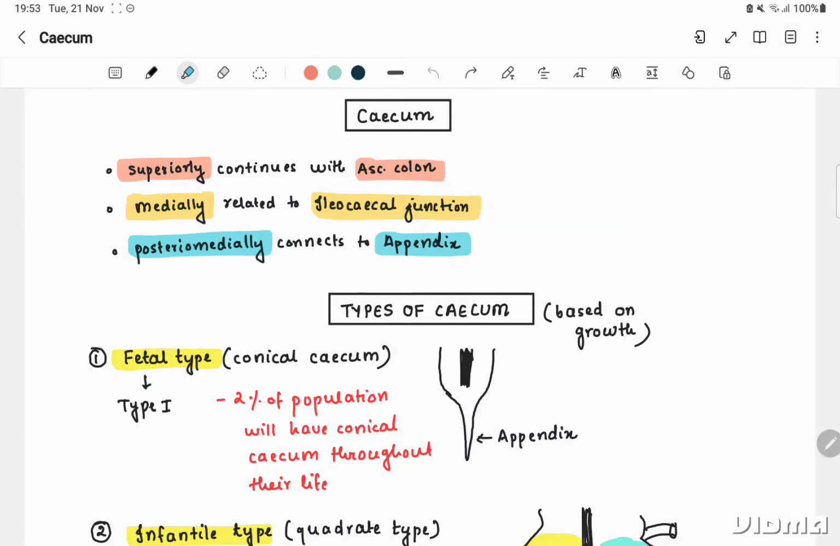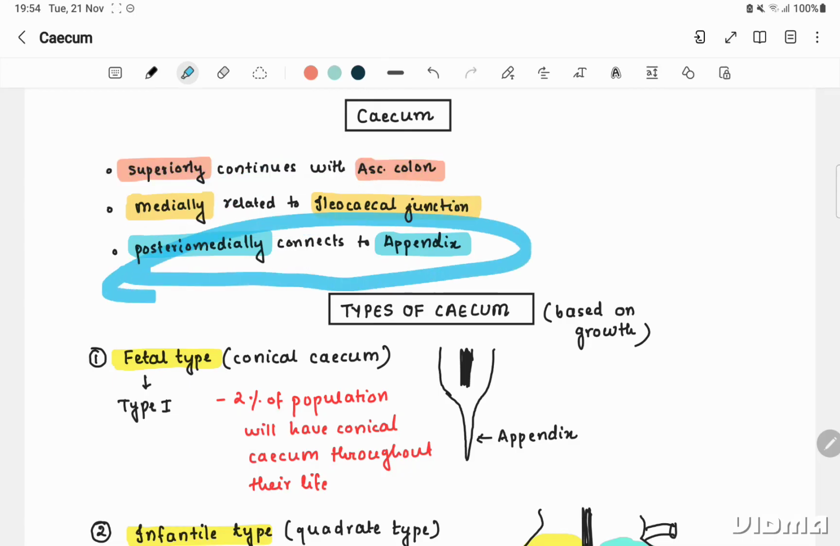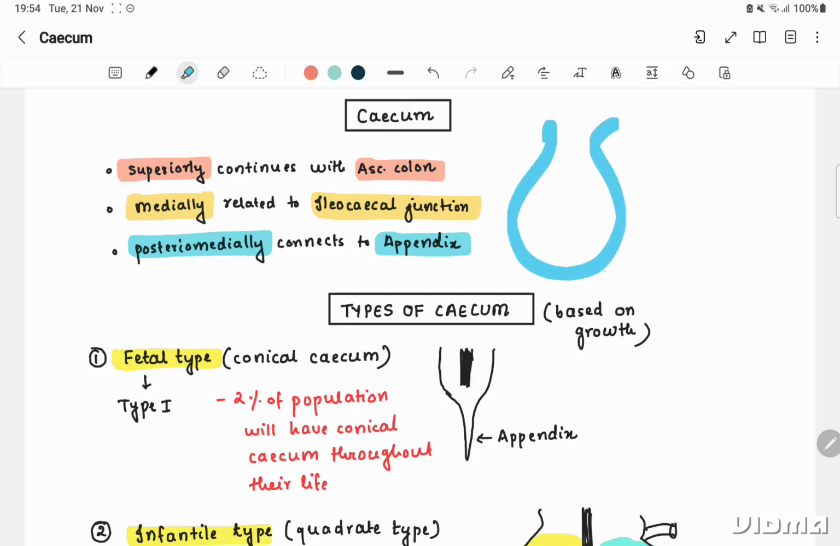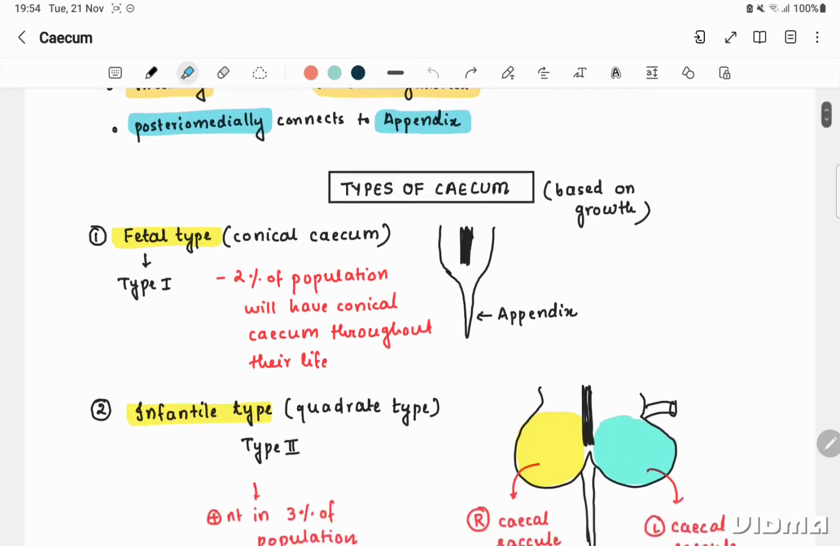Let's talk about the cecum. The cecum superiorly continues with the ascending colon, is medially related to the ileocecal junction, and posteromedially is connected to your appendix. You can see the cecum like this, and the appendix will be projecting out from it posteromedially.